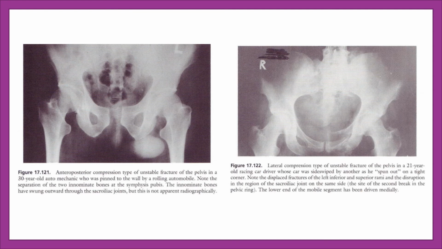Figure 17.122: lateral compression type of unstable fracture of the pelvis in a 21-year-old racing car driver whose car was sideswiped by another as he spun out on a tight corner. Note the displaced fractures of the left inferior and superior rami and the disruption in the region of the sacroiliac joint on the same side, the site of the second break in the pelvic ring. The lower end of the mobile segment has been driven medially.